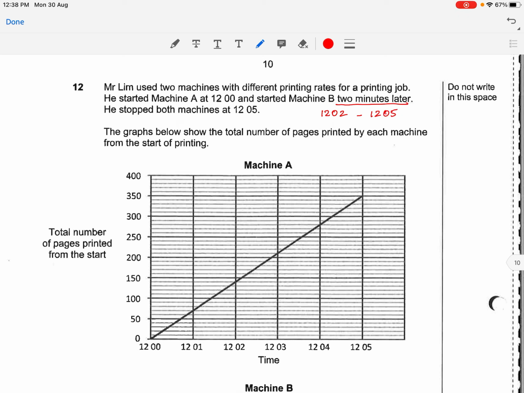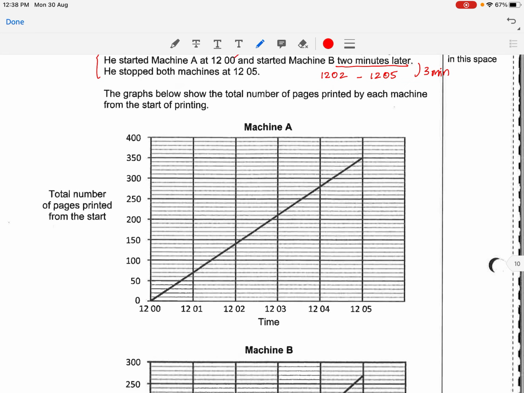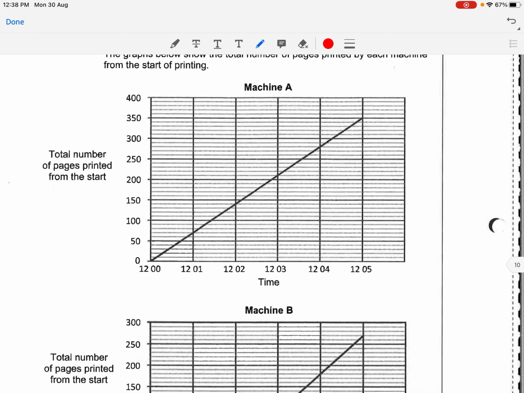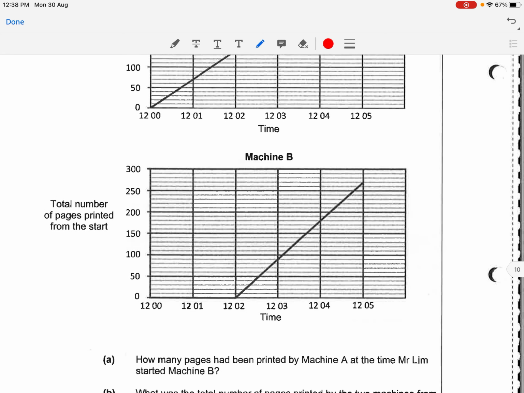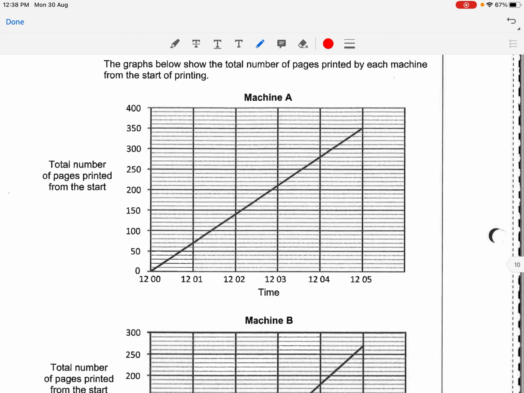So how long did machine B work? Machine B worked for 3 minutes. Machine A worked for 5 minutes. So these are the information I get just by reading this first paragraph. So the graph below shows the total number of pages printed by each machine from the start of printing. So there is the scale given. Machine B is already indicated here, that it started from 12:02 and ended at 12:05. But this is for different machines.